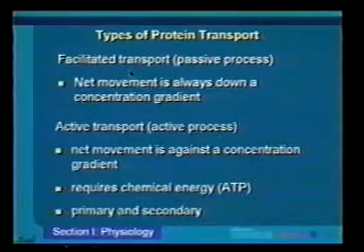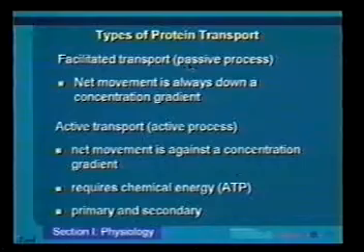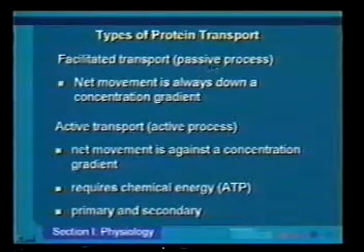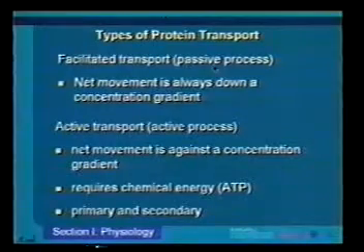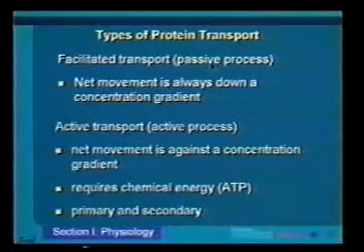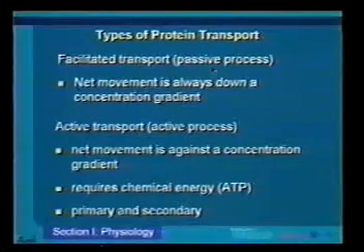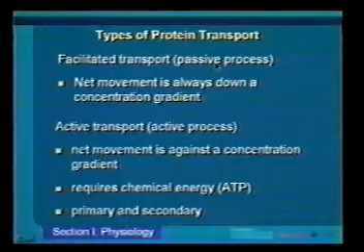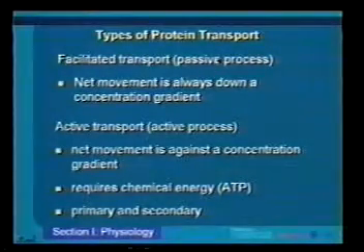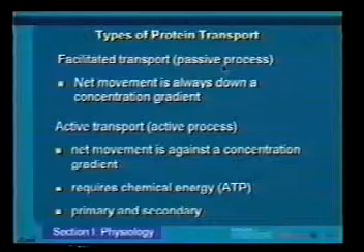Now, in terms of the types of protein-mediated transport, we divide it into two basic types. The first type is called facilitated transport, sometimes called facilitated diffusion. Now, facilitated transport or facilitated diffusion is an example of a passive process. Now, that word passive is important. If a process is described as a passive process, you have to know that that process does not depend upon cellular metabolism for a source of energy.